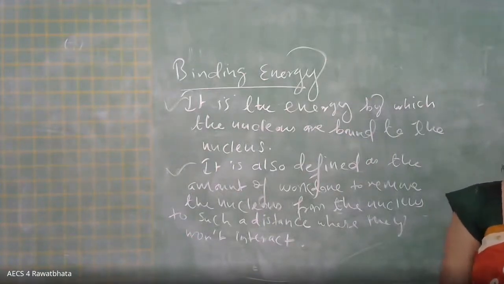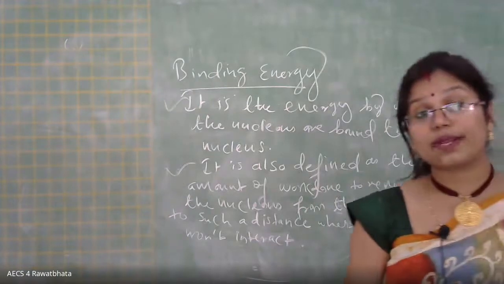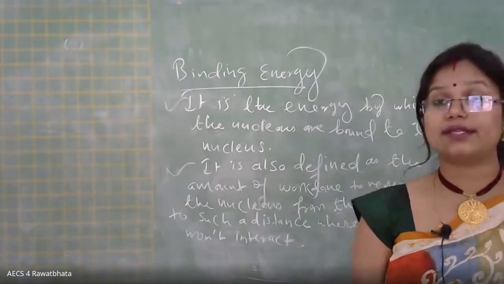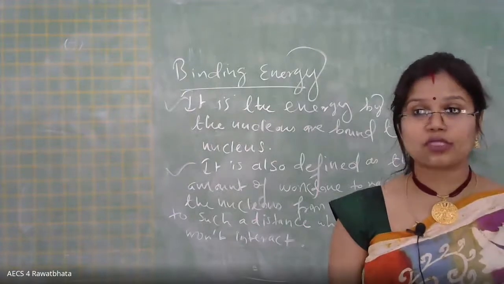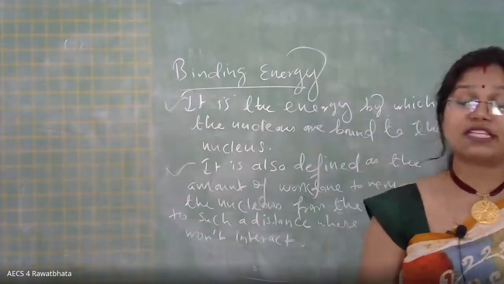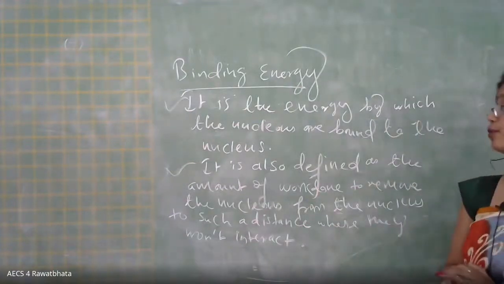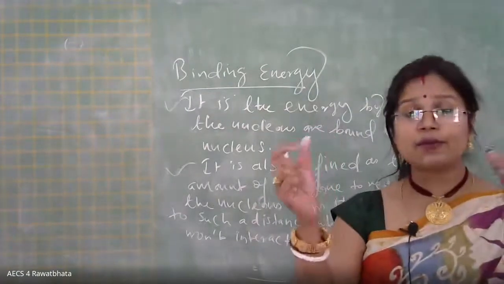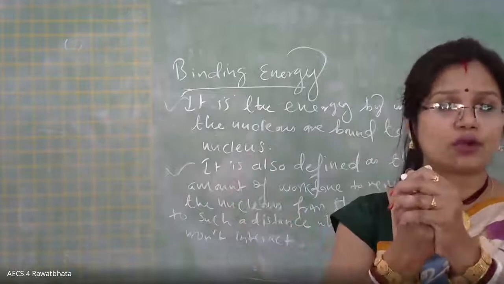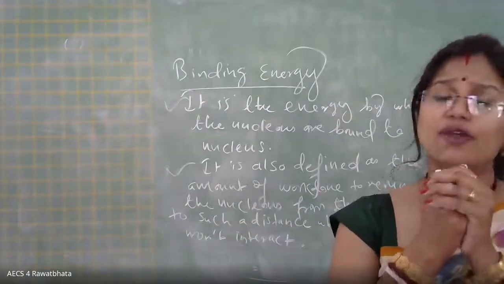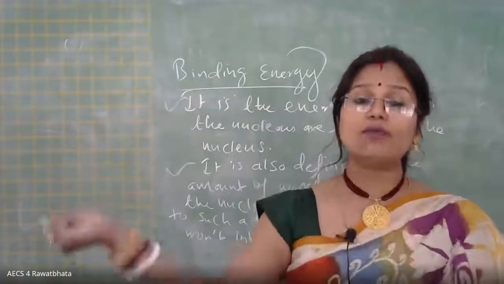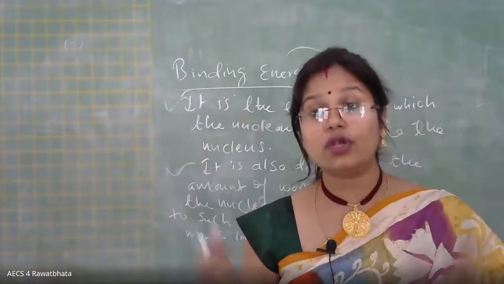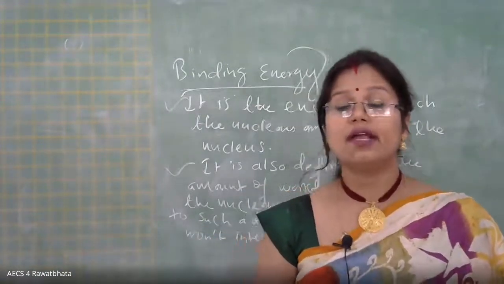After the definition part, the expression is very, very important for us: how to find the binding energy if they give you a particular question, dear. That part is very important. So please write down after these two definitions we have written: it is the energy with which the nucleons are together in the nucleus, or the amount of energy required to remove the nucleons to such a place where they won't interact with each other, dear. So Nutan has written.